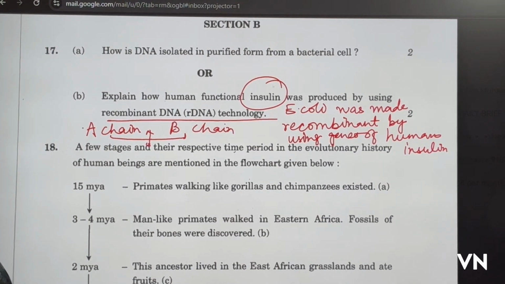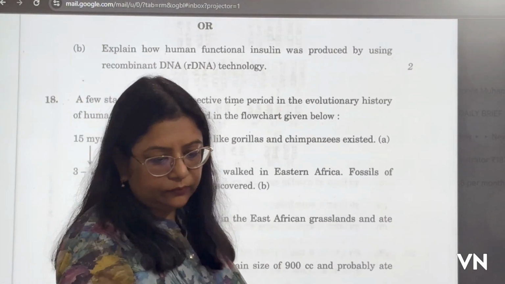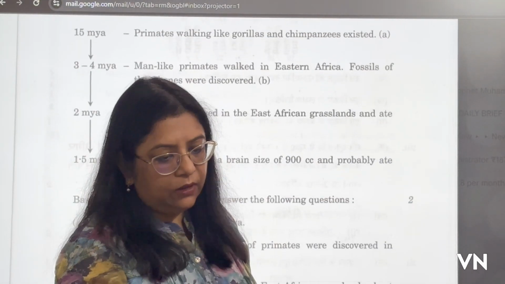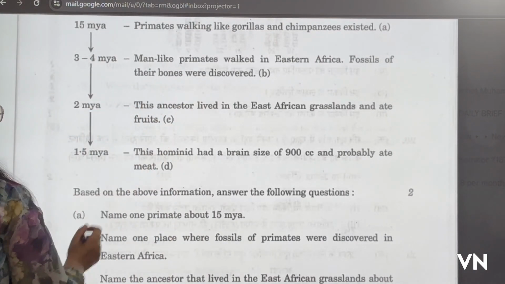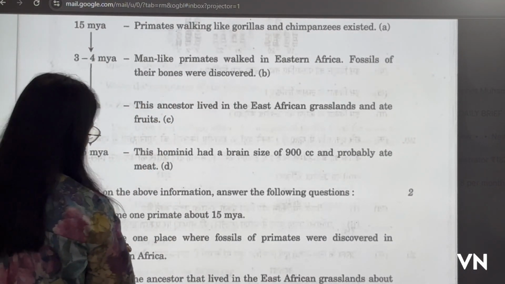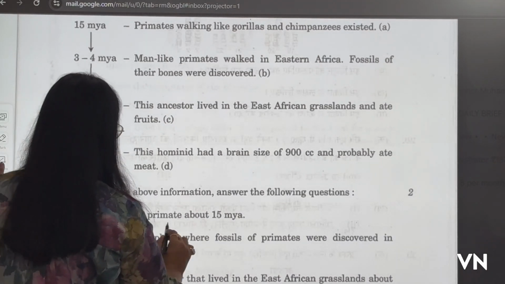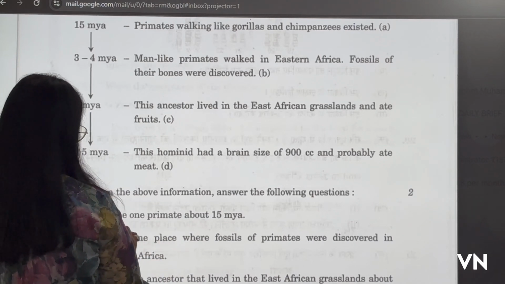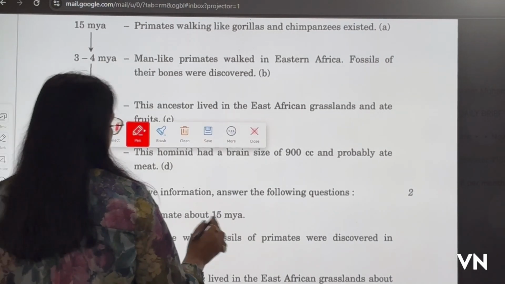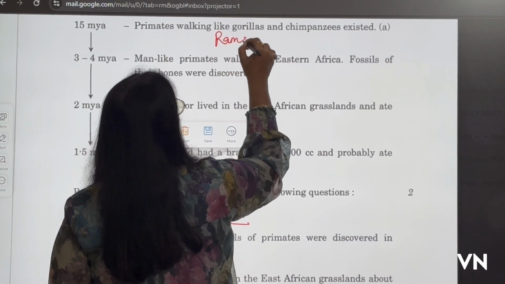A few stages and their respective time period in the evolutionary history of human beings are mentioned in the flowchart given below. 15 million years ago, primates walking like gorillas and chimpanzees existed. So the question here is, name one primate about 15 million years ago. That is Ramapithecus. So the answer is Ramapithecus.